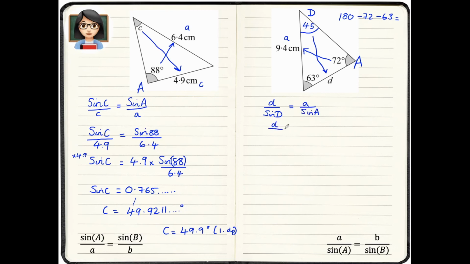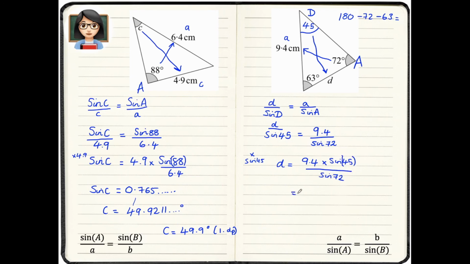So side D is what we want. Now sine of D, well, I know that's sine of 45 because I've just worked that angle out. And then I've got 9.4 instead of A. And then it's sine of 72. Okay, now we're going to multiply by sine of 45 to get rid of this fraction here. So D is going to be equal to 9.4 times sine 45. This is when you put into your calculator and you make sure that you've closed those brackets. Divided by sine of 72.